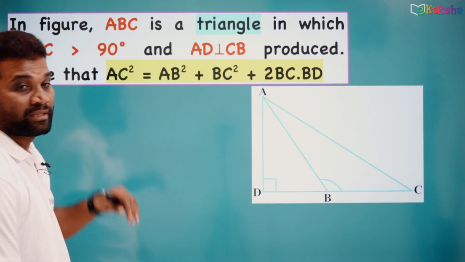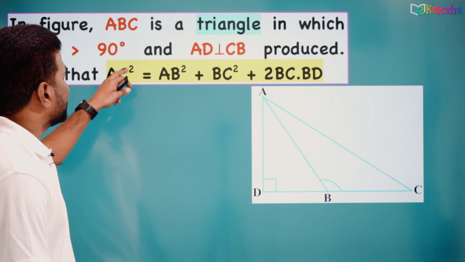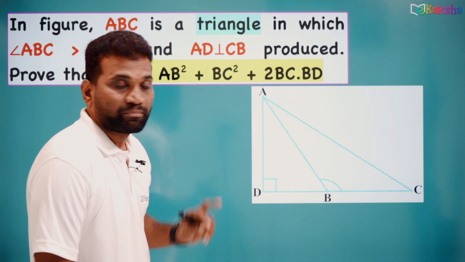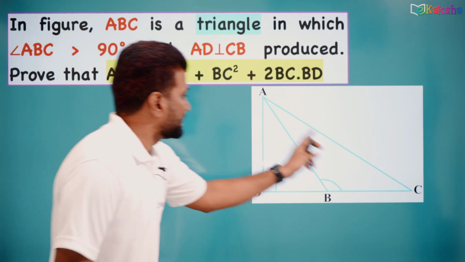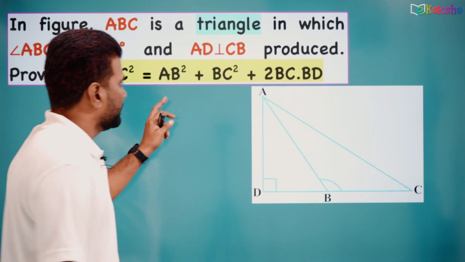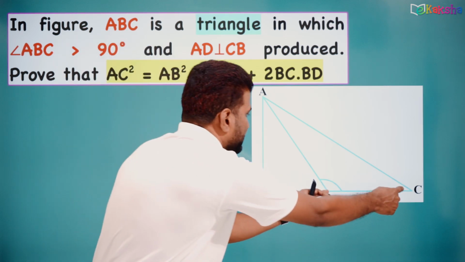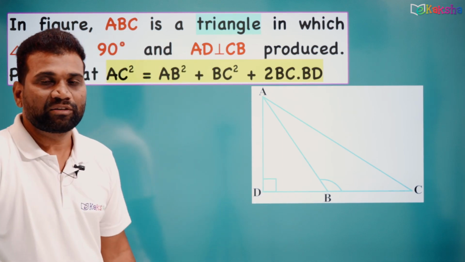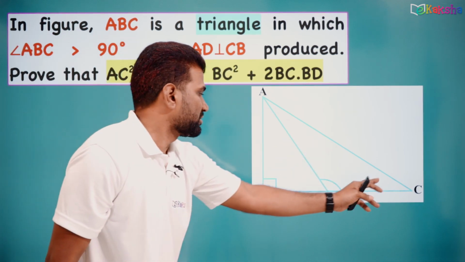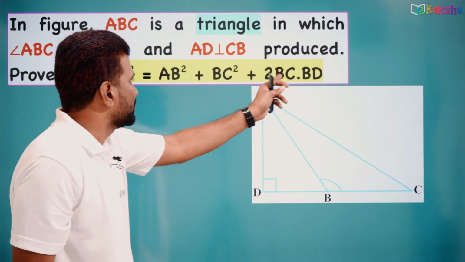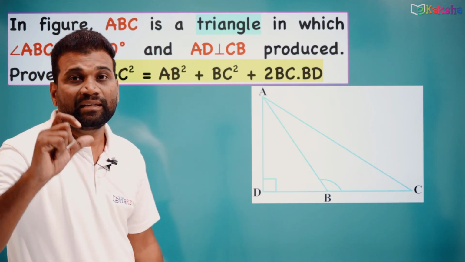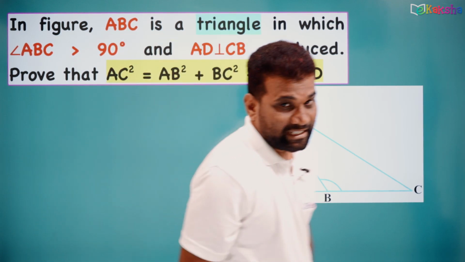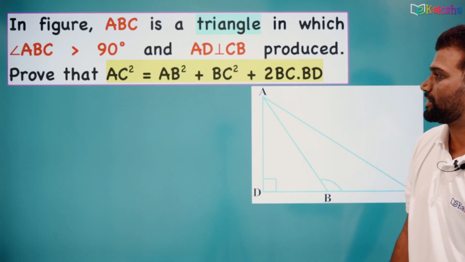This is given information. By using this, we need to prove that AC square equals AB square plus BC square plus 2 times BC into BD. This is what we need to prove, right? So hypotenuse square equals something. This looks like the expansion of the algebraic expression (a plus b) whole square, right? So we will use that here. Let's prove this.